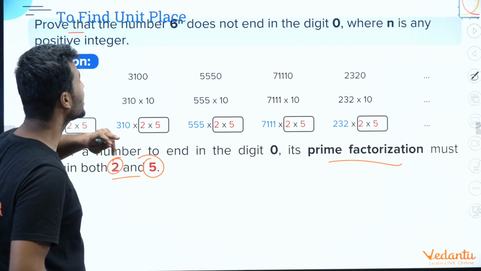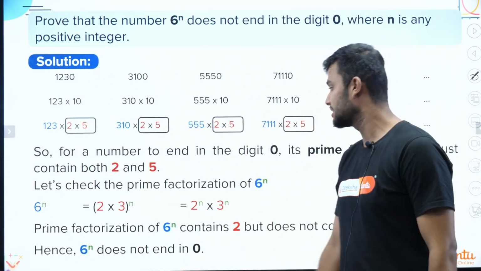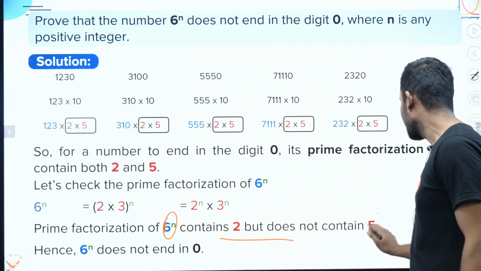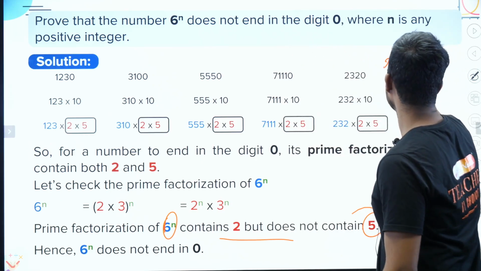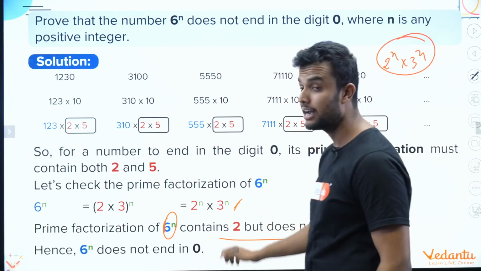But here, what is the question? 6 power n is there. That's why it's not considered. The prime factorization of 6 power n contains 2 but not 5. 6 power n is nothing but 2 power n into 3 power n, right, students? So 5 is not contained.